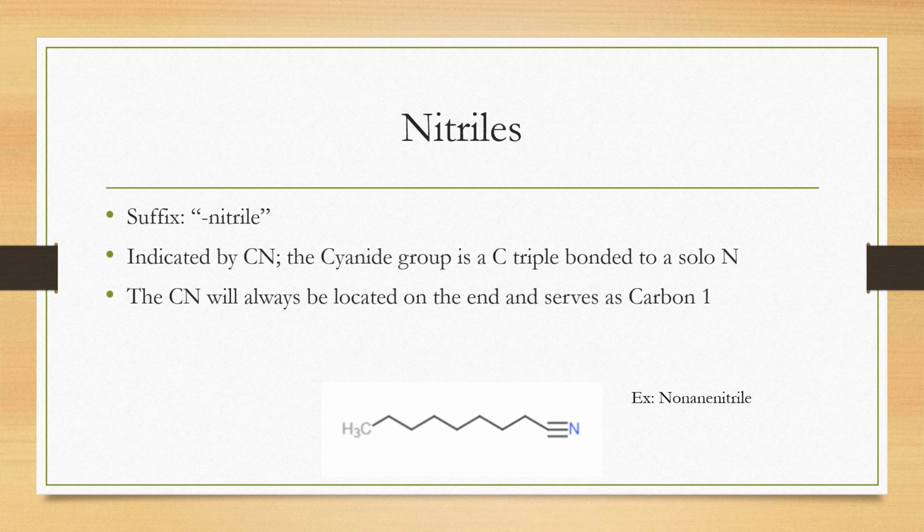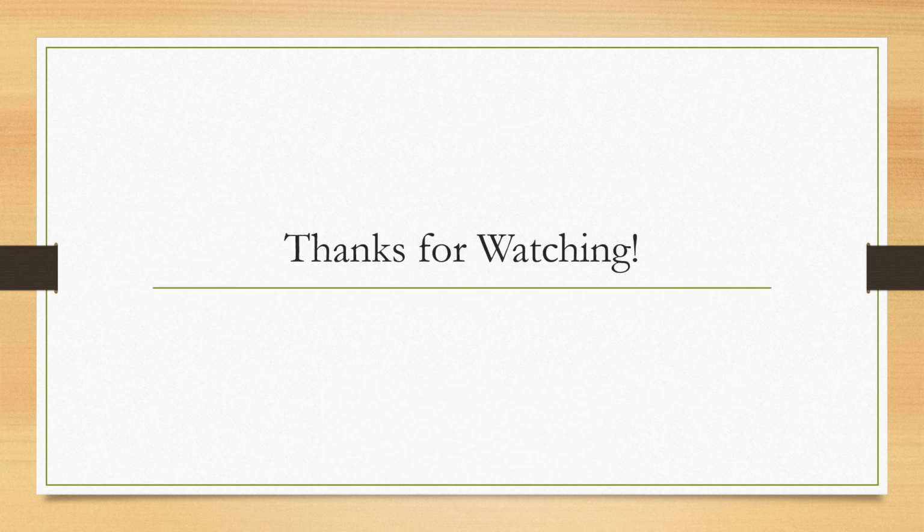Nitriles contain the CN cyanide group with a carbon attached to a nitrogen with a triple bond. The CN will always be on the end and serves as the first carbon.